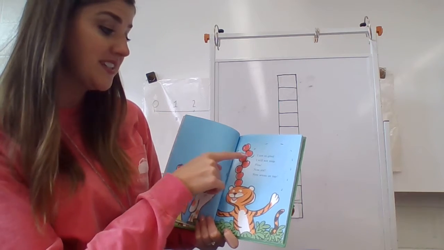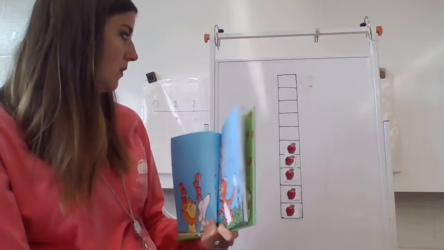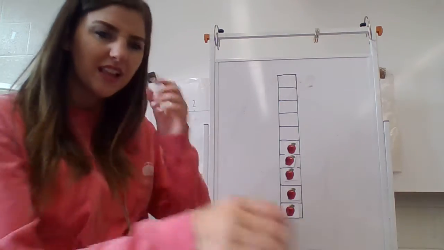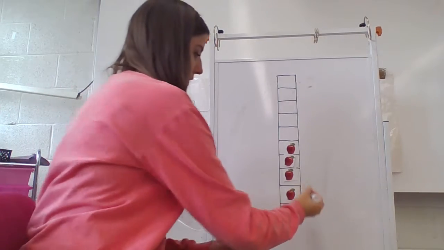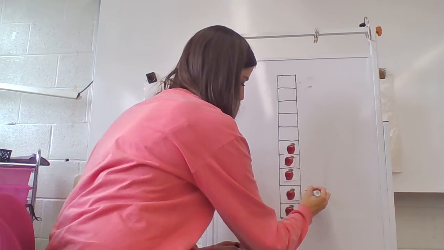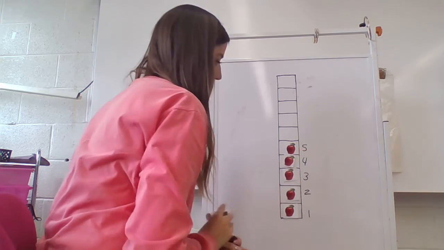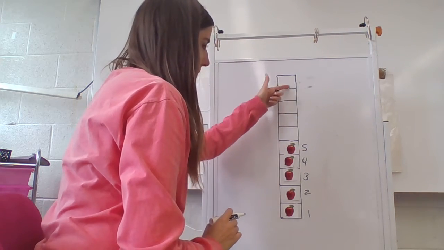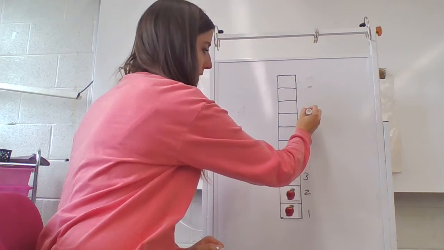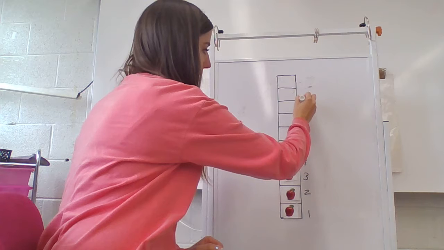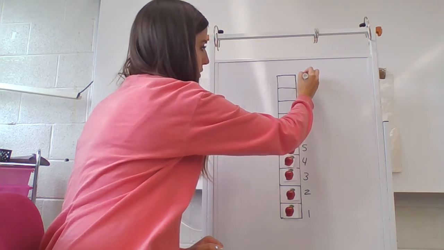5, now 6, now 7 on top. Let's show this and let's see if we can figure it out. 1, 2, 3, 4, 5. If we were to keep counting the empty boxes, we would know that this would make 6, this one would make 7, this one would make 8, this one would make 9, and this one would make 10.